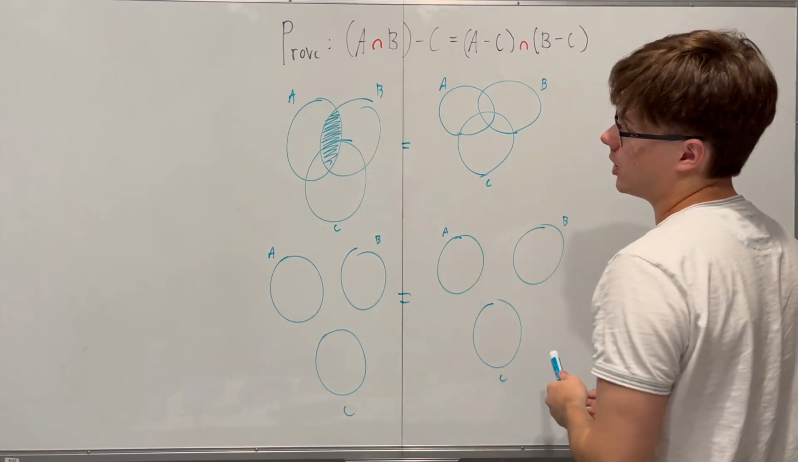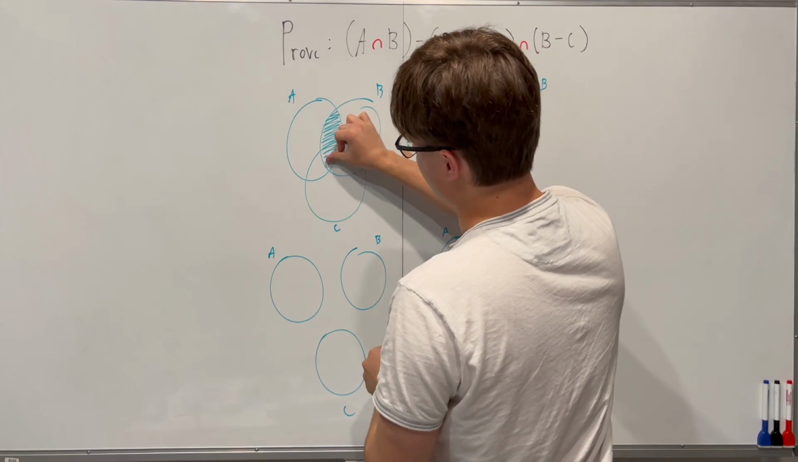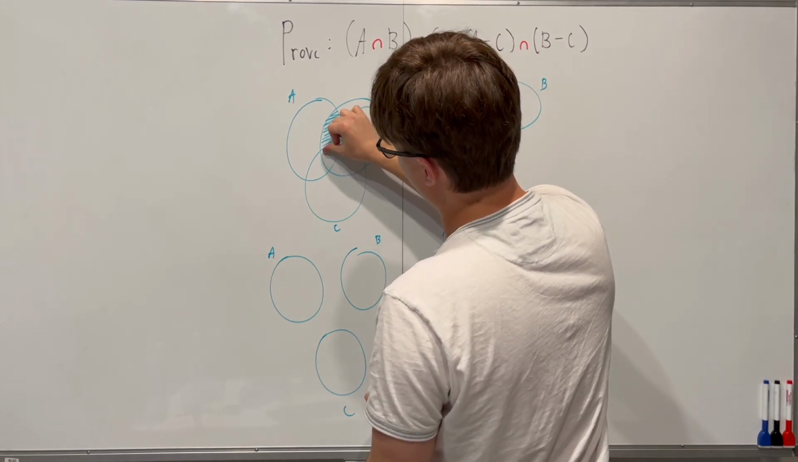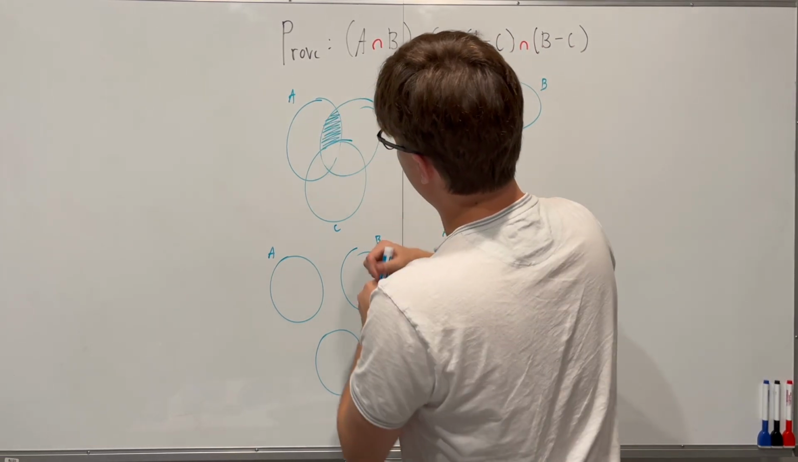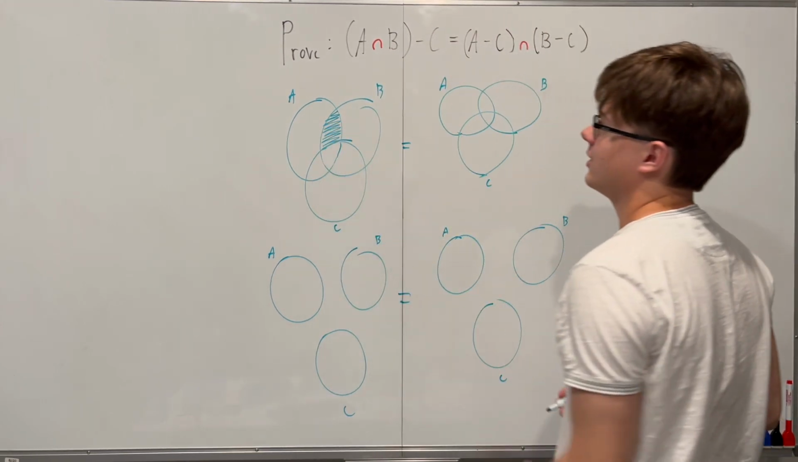Well, what part of the shaded area overlaps with C? Well, it's just going to be this middle part here. So we're going to want to erase it since we're not interested in it. So there we go. We're going to be left with this shaded area.